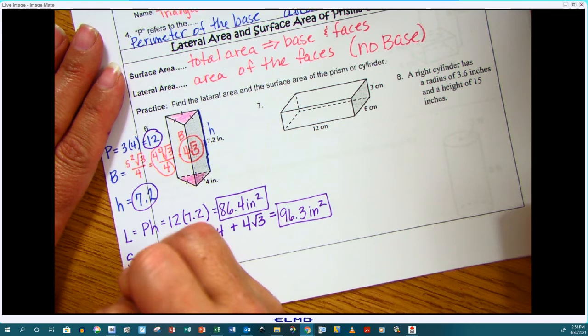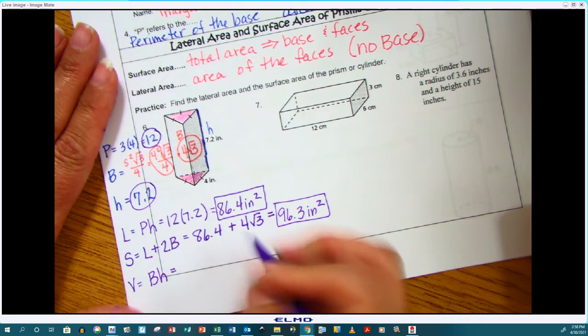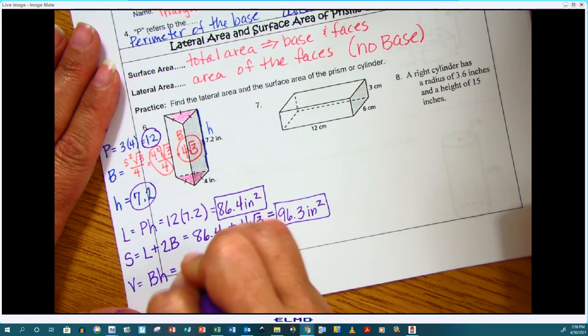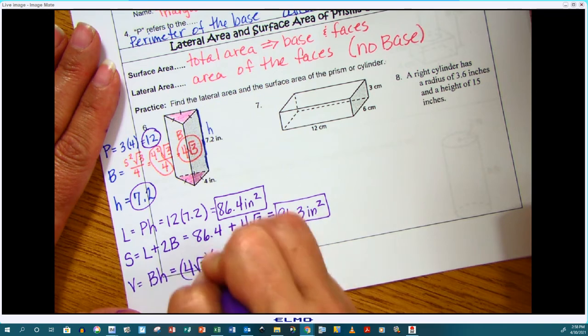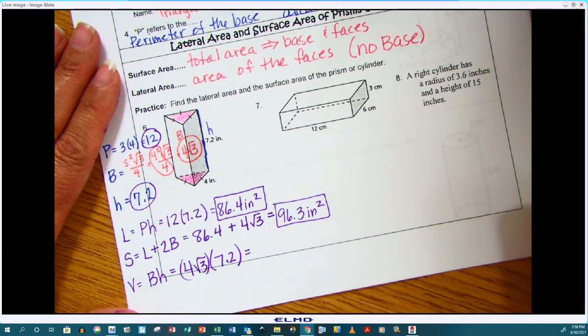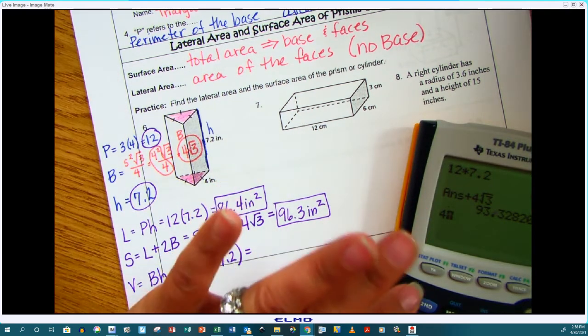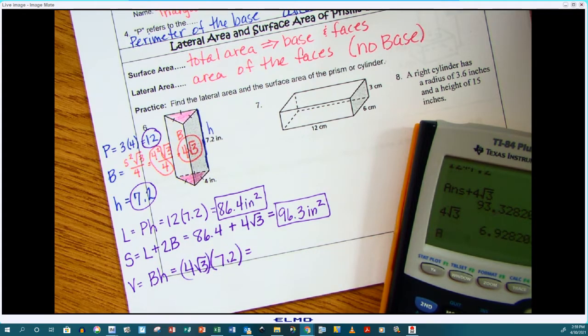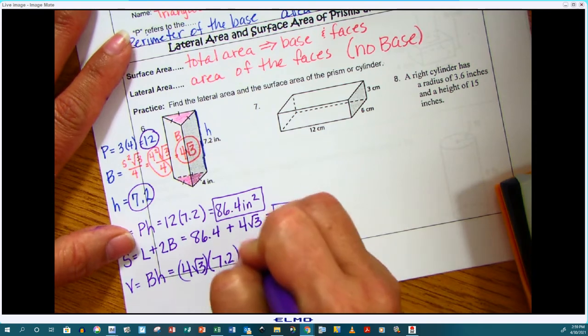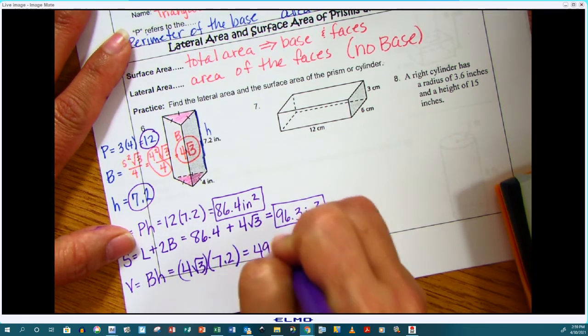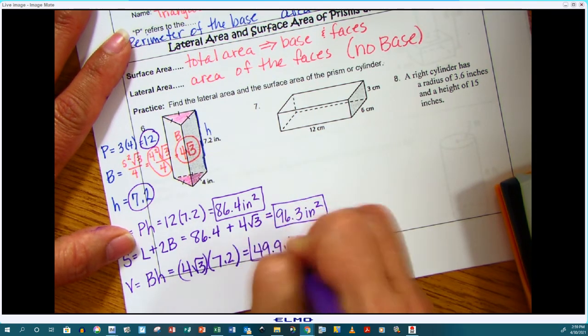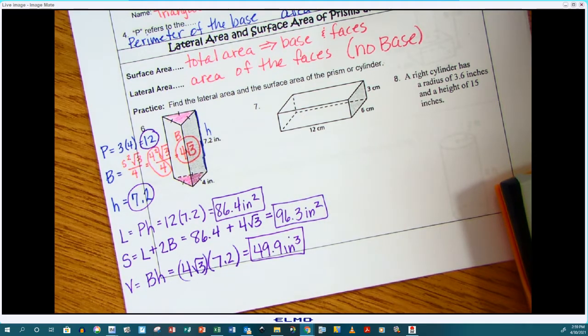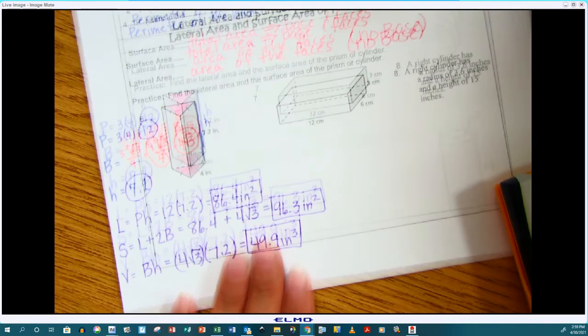Volume is BH. Well, B is 4 square root of 3. H is 7.2. 4 square root of 3 times 7.2, 49.9 inches cubed. And that's all there is to it.